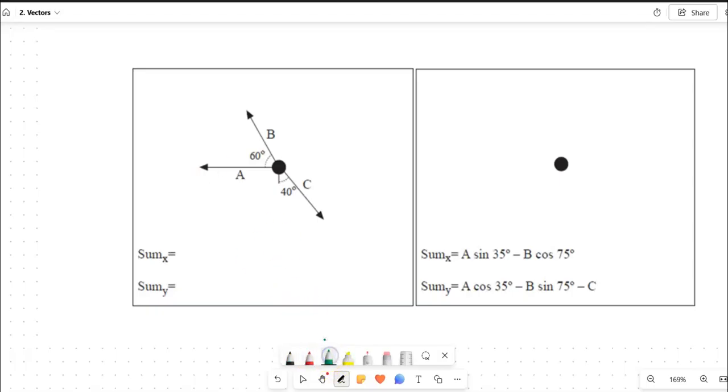What helps me is establishing a coordinate system on these vectors. So here's our coordinate system.